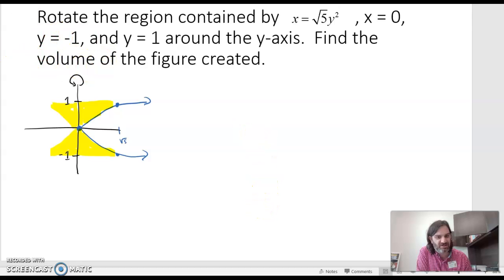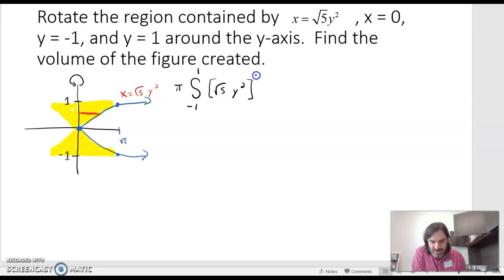So since we're going around the y-axis, we want to write it in terms of y. So we'll have the integral in terms of y, and that y is going to run from -1 to +1. And it'll be pi. I'm just going to go ahead and put the pi on the outside. Now, we've got to get the radius here, and the radius is coming from the axis of rotation, which is the y-axis, out to the curve. And that curve was x equals square root of 5 y squared. So we want it in terms of y, so it's already there. So that radius will be square root of 5 y squared. So it's going to be radius squared, and that's going to be dy. Okay, so everything is in terms of y.